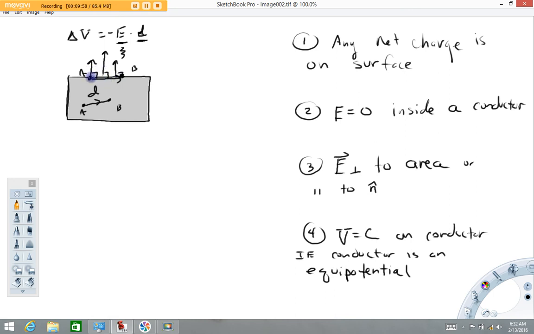Even if I imagine some sort of path that kind of looks like this, where I go off the conductor, well, let me take that curved path and rewrite it. You could think of it as, and let me color code this, let me make this blue, imagine we go this way and then this way.